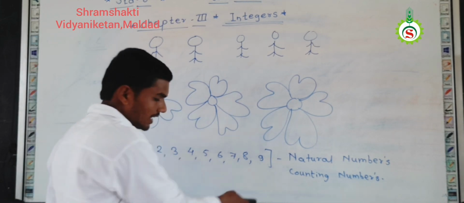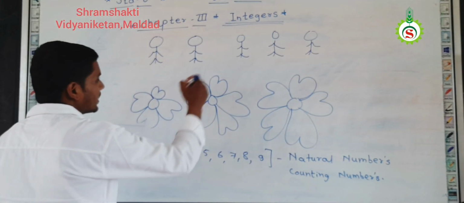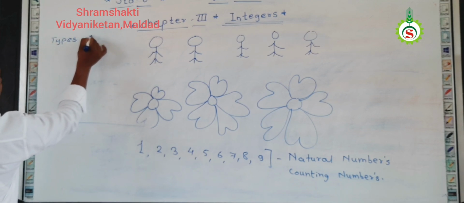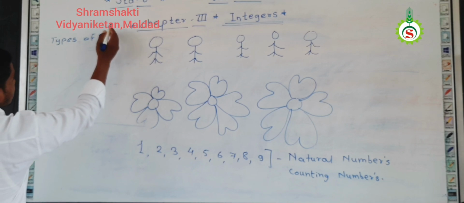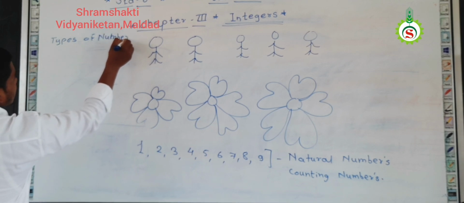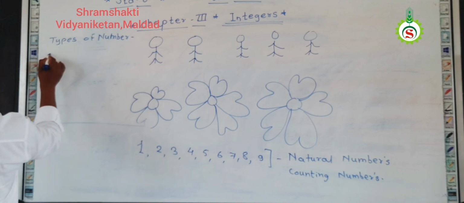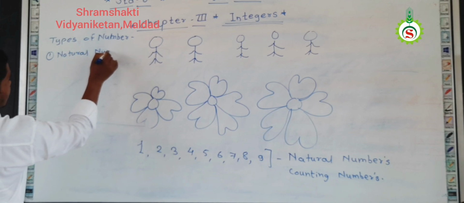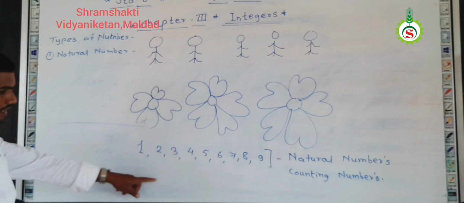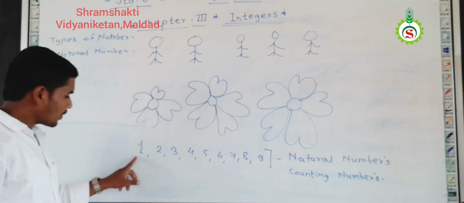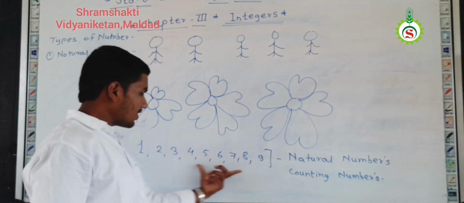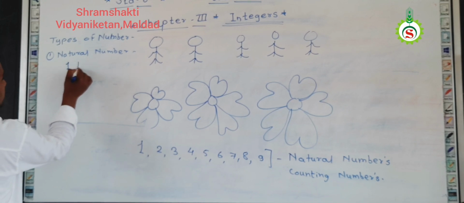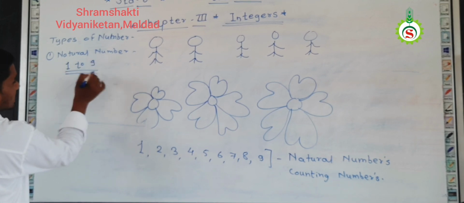Three types of numbers are here. First one, natural numbers. I will write here types of numbers. The first type is natural number, and we have seen about the natural number. Natural number means the numbers from 1 to 9. All single-digit numbers are called natural numbers. So I will write here 1 to 9. Those numbers are natural numbers.